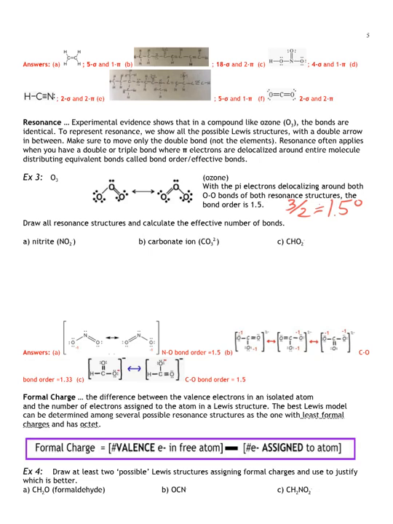What we're going to do now is draw the Lewis structures, and we're going to draw all the resonance structures, and then we're also going to calculate the effective number of bonds. So drawing the first one, this is nitrite. So it's NO2 with a minus. It's kind of hard to see that minus, but it's the nitrite ion.